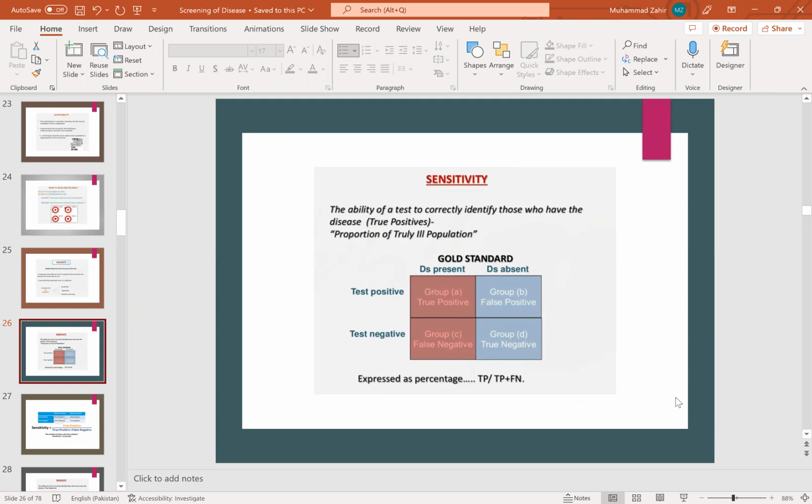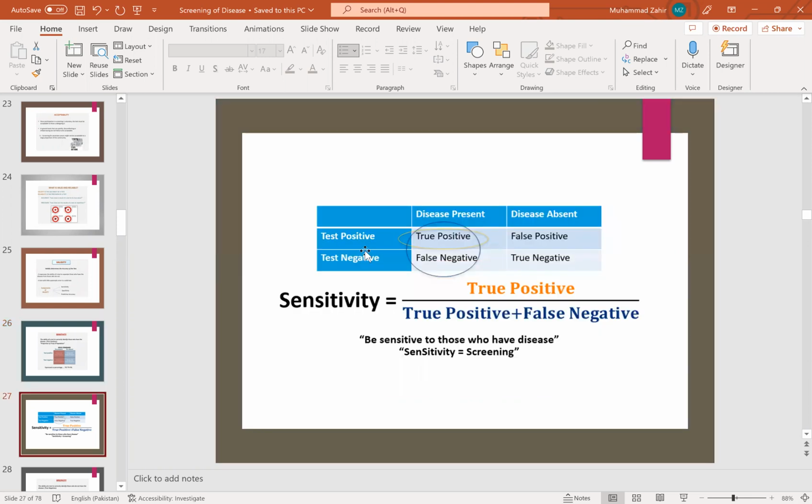Proportion of truly ill population, and if you see in the 2x2 table, it's a gold standard test, disease present, absent, test positive, negative. This column shows the sensitivity. It expresses the percentage of true positives divided by true positives plus false negatives. If you see the picture, sensitivity is true positive over true positive plus false negatives. Be sensitive to those who have disease. So sensitivity is for screening.